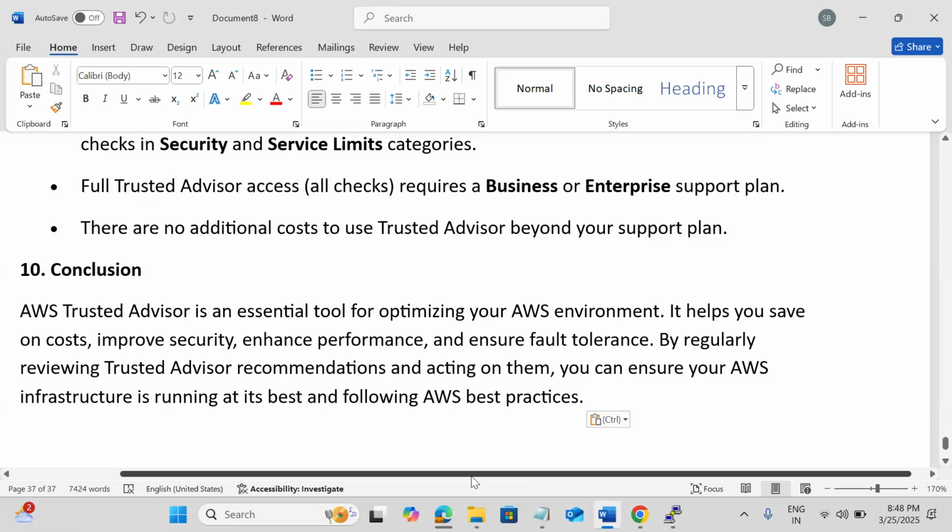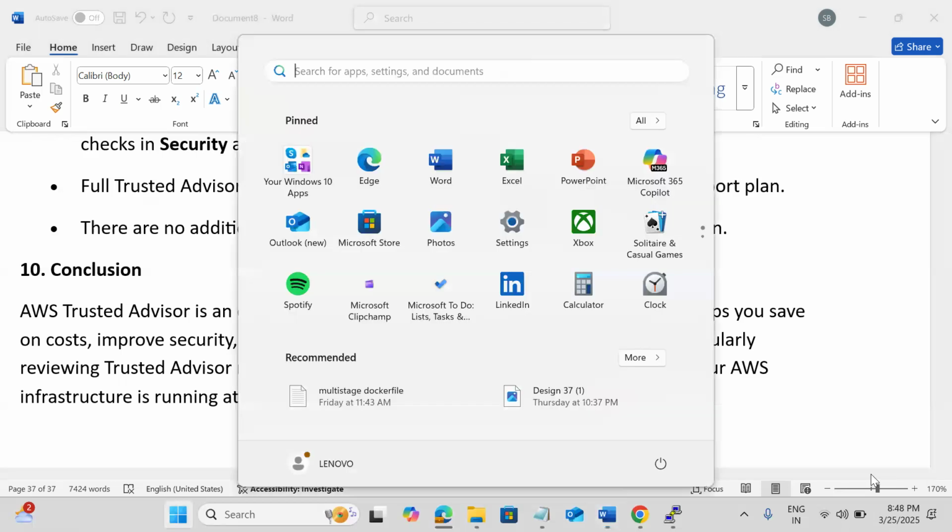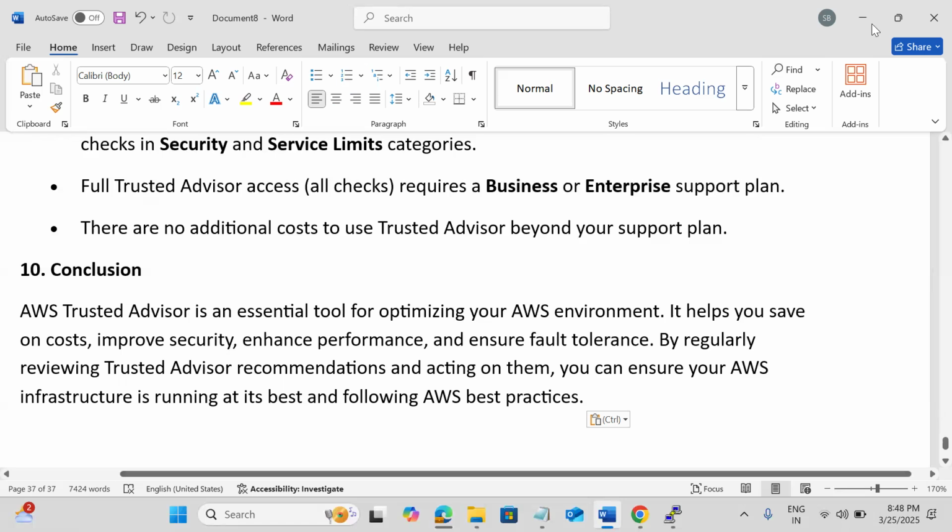Okay, so tomorrow I will explain mostly auto scaling.